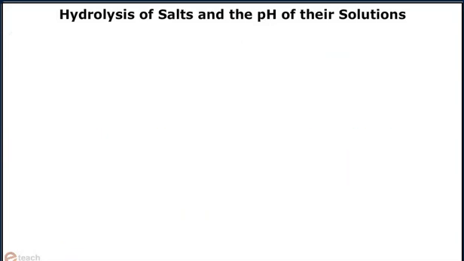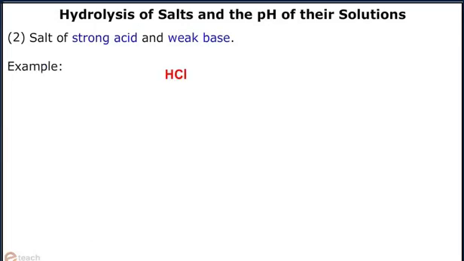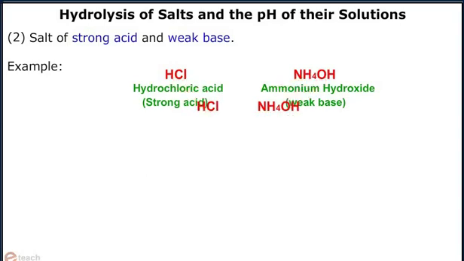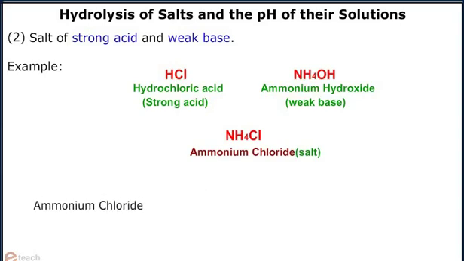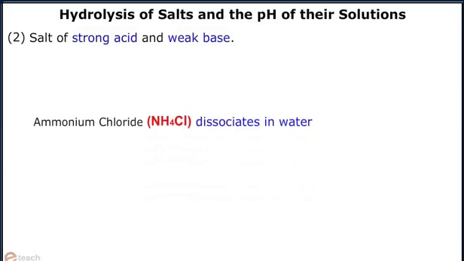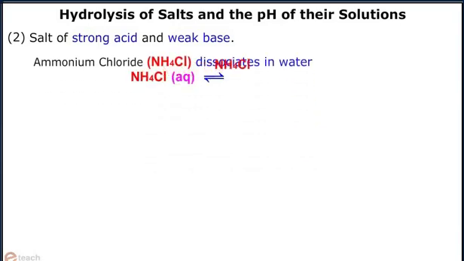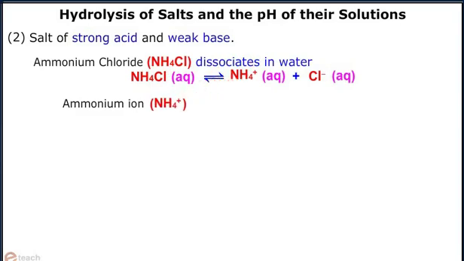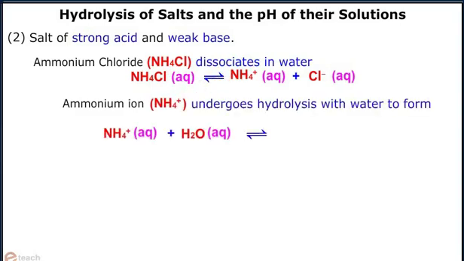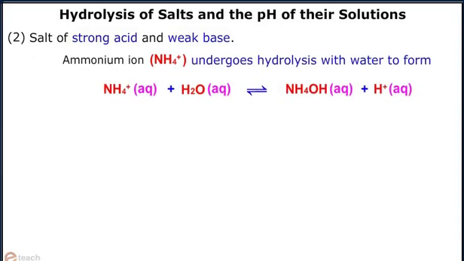The second one is salt of strong acid and weak base. For example, the mixture of HCl, which is strong acid, and NH4OH, which is weak base. Ammonium chloride, that is NH4Cl, dissociates in water. Ammonium ion, that is NH4+, undergoes hydrolysis with water to form NH4OH plus H+.